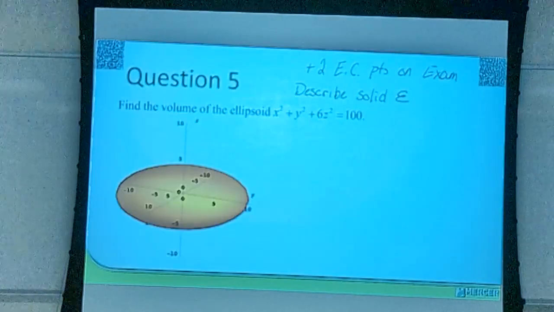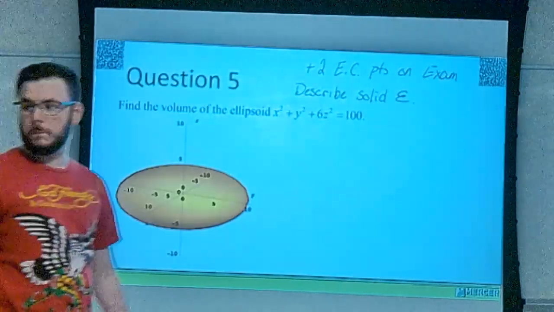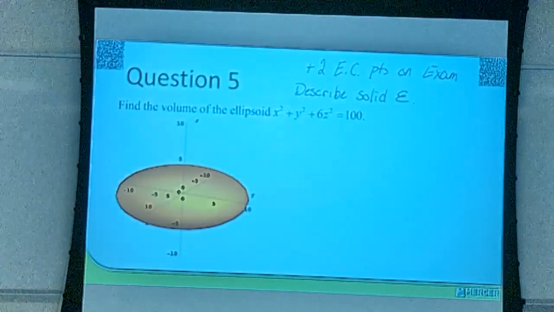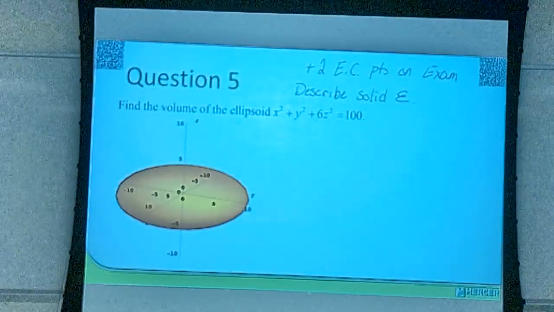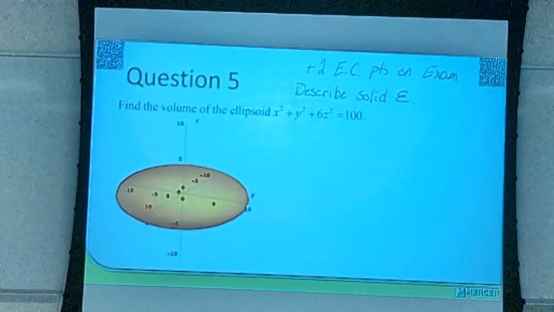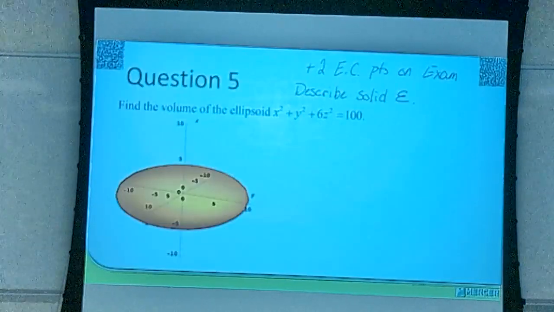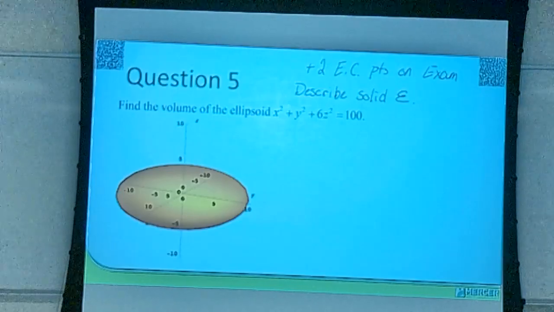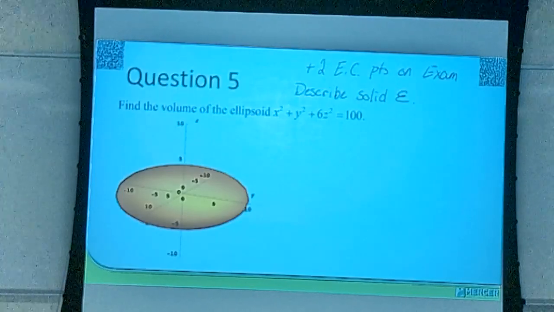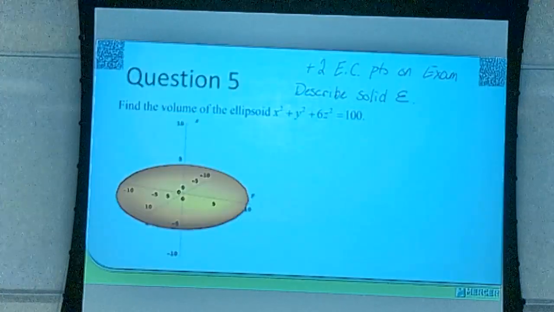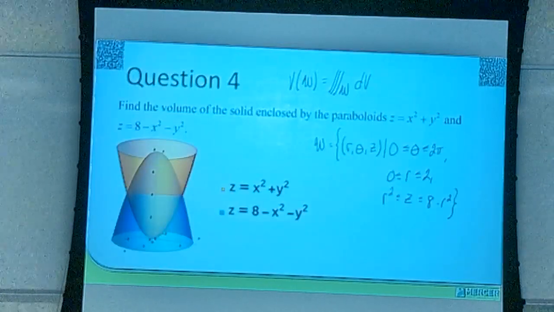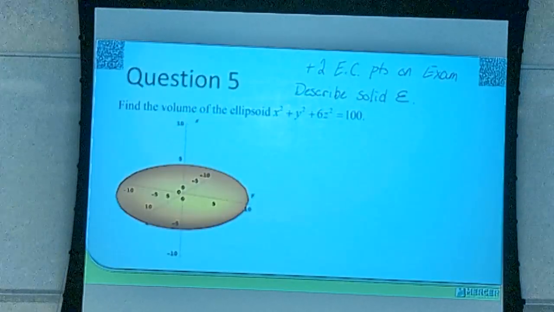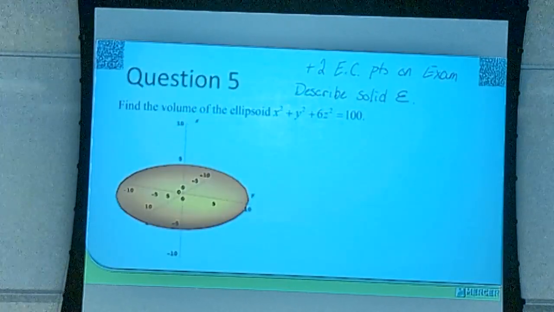Okay, and it's a group. If we describe this correctly, we get 2 extra credit points on the exam. So what we've been doing, you first have to decide, do you want cylindrical or spherical, and then write it as a set, like we've been doing. And this is group, so you have until 3:15 to do it, which is when class ends. It's just under 12 minutes.